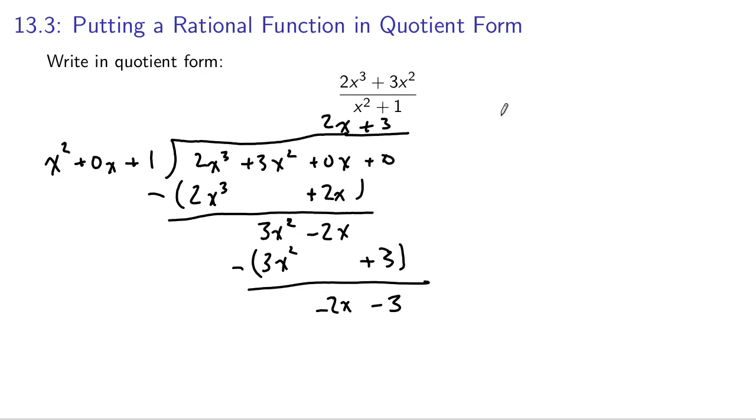So that's our remainder. So we could write this as 2x cubed plus 3x squared equals 2x plus 3, our quotient, times the original denominator, x squared plus 1, plus the remainder, which is going to be minus 2x minus 3.